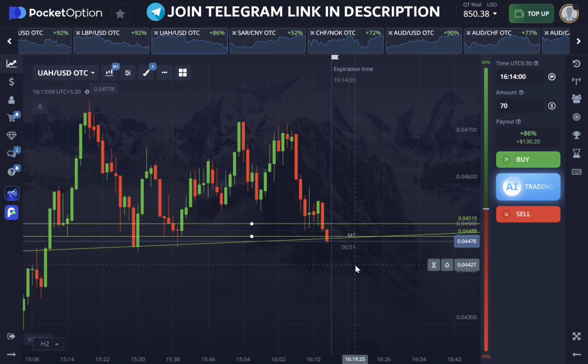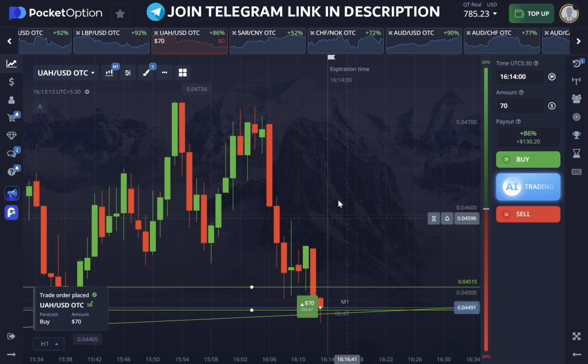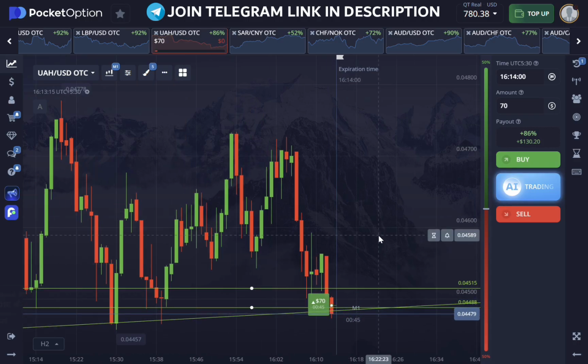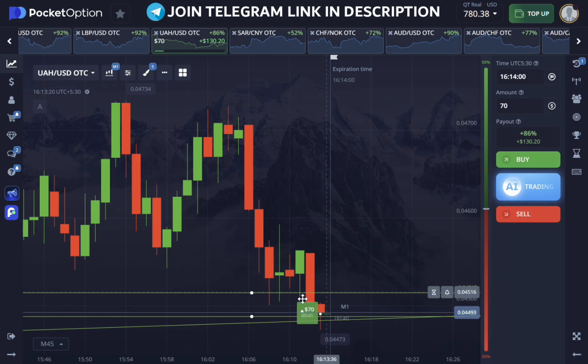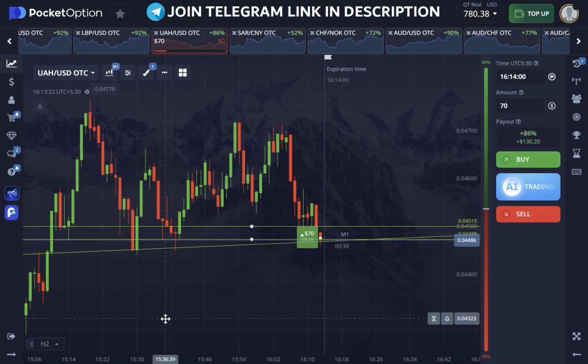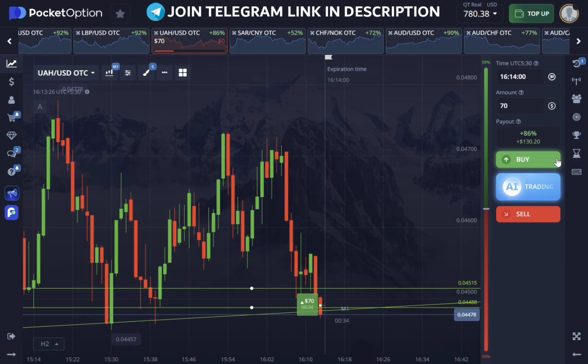Okay, alright guys, so based on my analysis, I don't think the market is going to go down any further, so for that reason, I'll be taking a trade for the upward direction. Alright, so this trade could potentially result in a green candle. Now, I can't say for sure, but I feel there is a very high probability that a green candle is going to form right here.